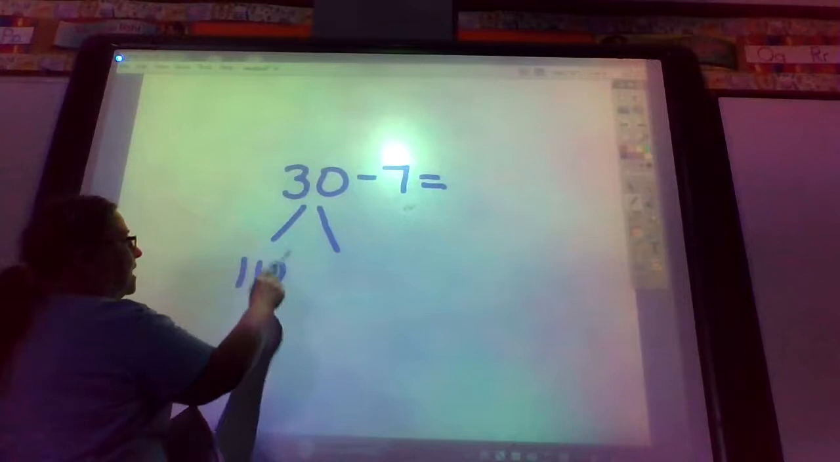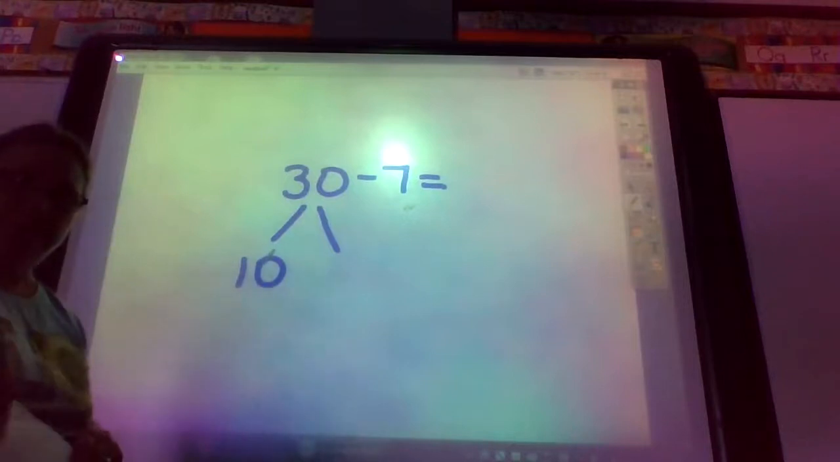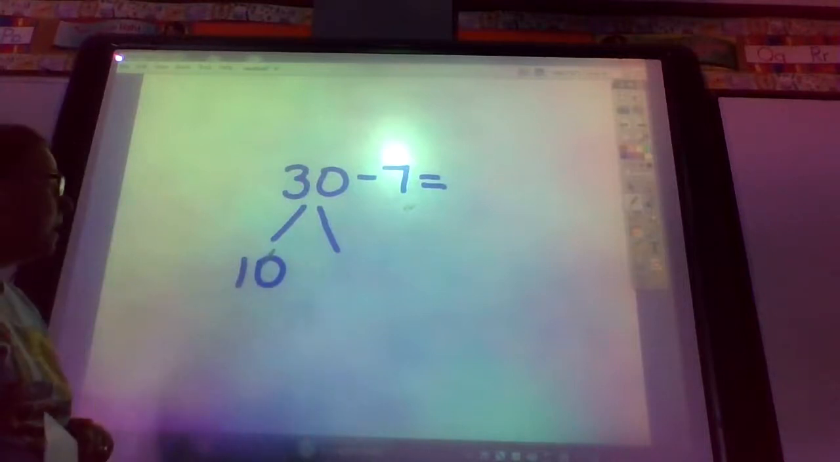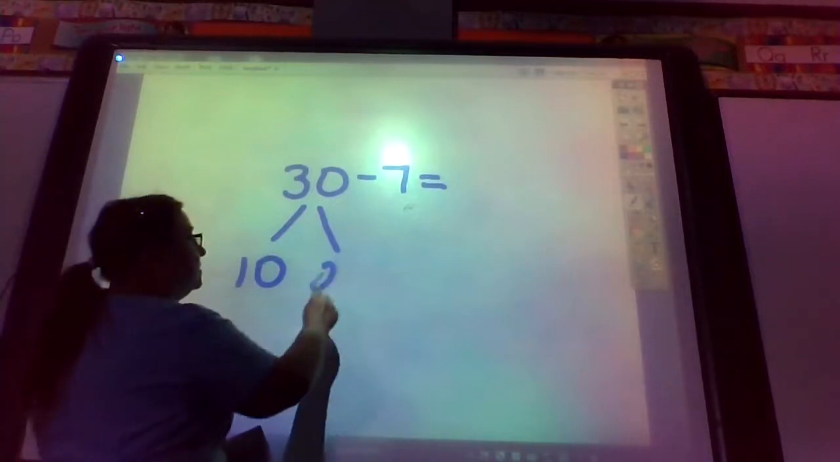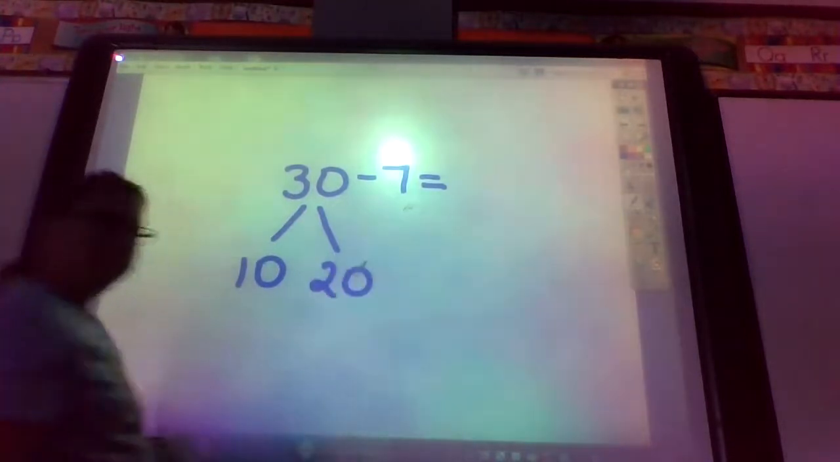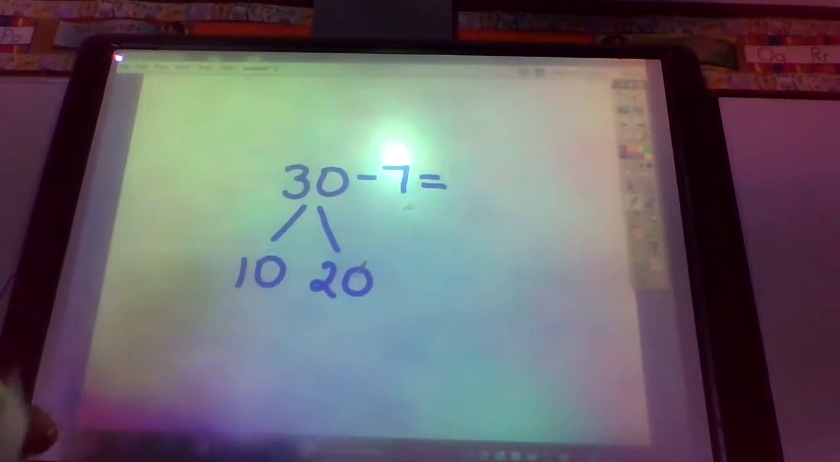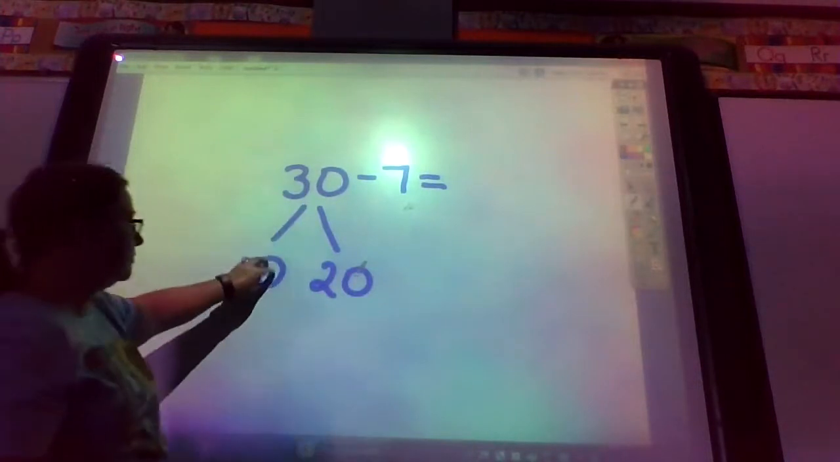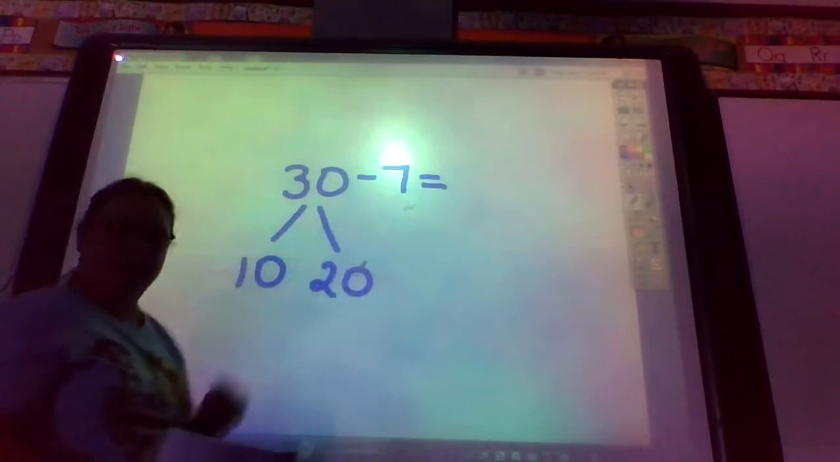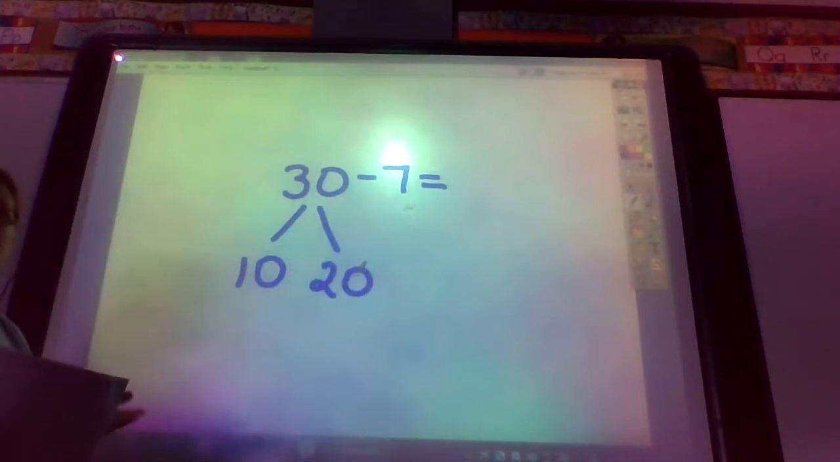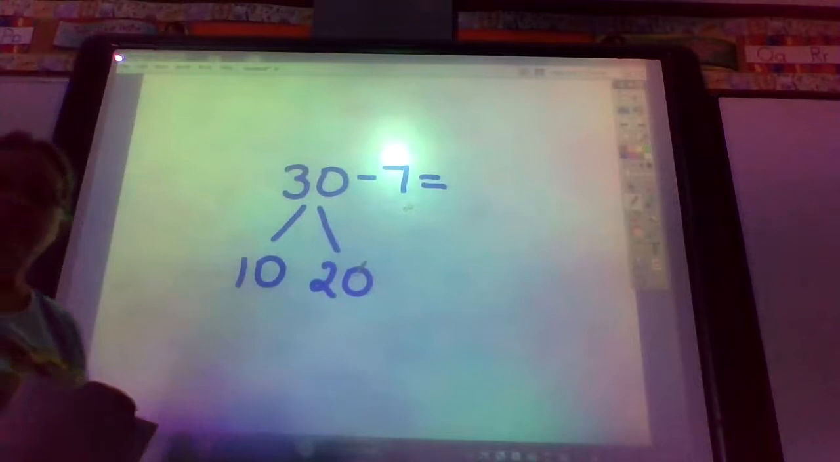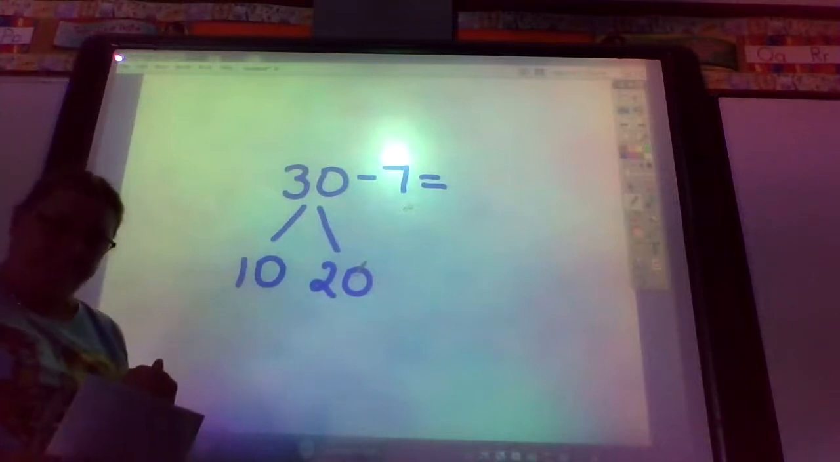I would take 10 out from my 30, and then I know that if I take 10 out of that 30, I have 20 left. Okay? So now I've taken 10 out of 30, and then I have my 20 left. Now I can go on and add and subtract here. My problem was 30 minus 7. So the first thing I'm going to do is I'm going to make that subtraction problem.